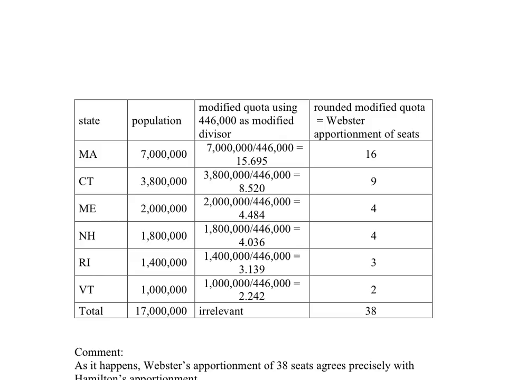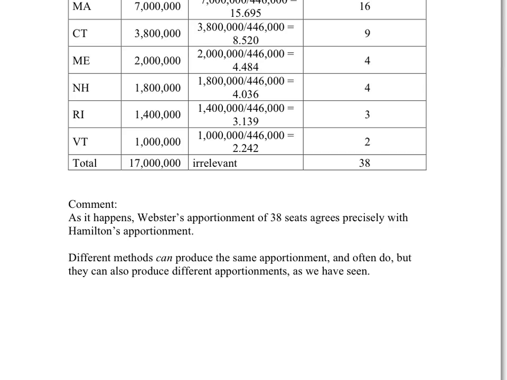Now, it's worth noting that this is exactly the same apportionment of the 38 seats that Hamilton came up with. Different apportionment methods can produce the same apportionment, and they often do. But they can also produce different apportionments, as we've seen, and we're never surprised when that happens.